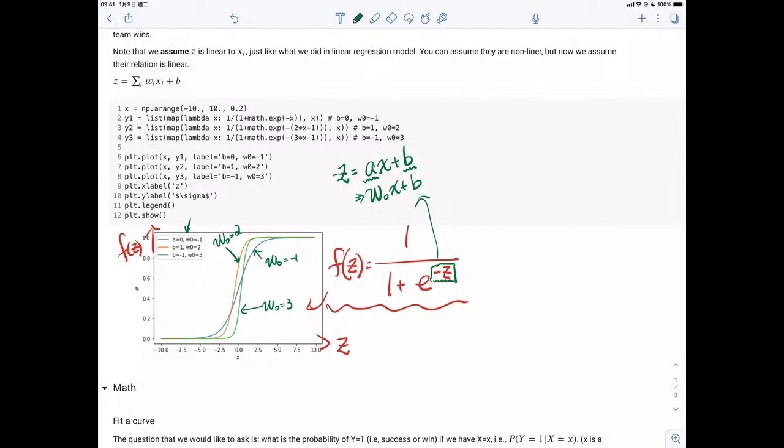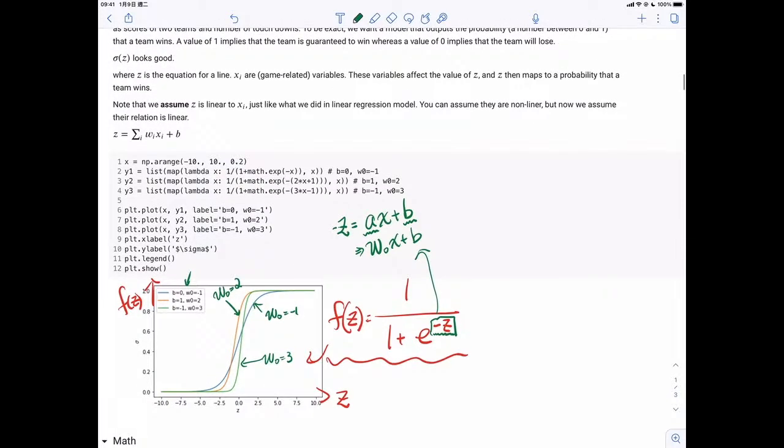Okay, let's continue our slide. We are now in T06 and we're talking about logistic regression.